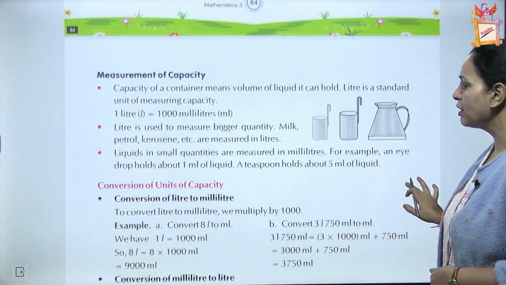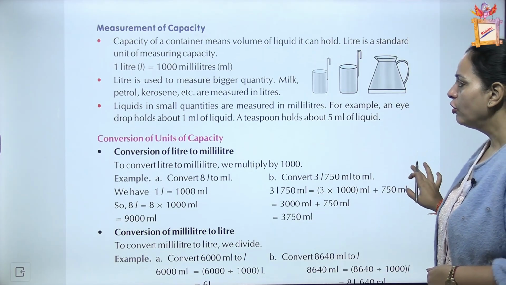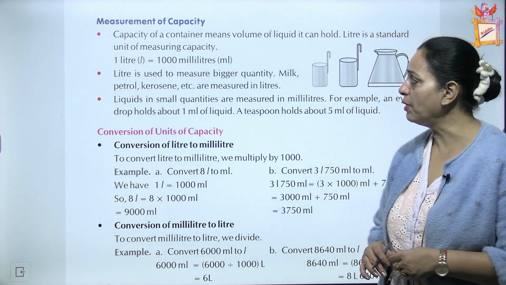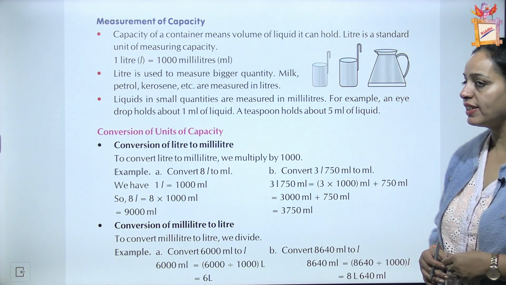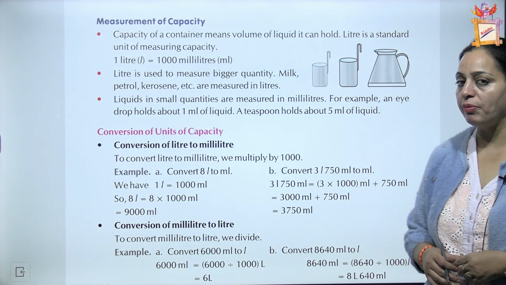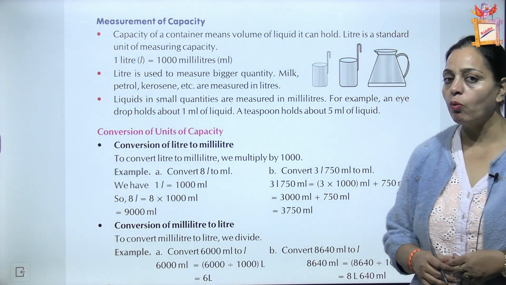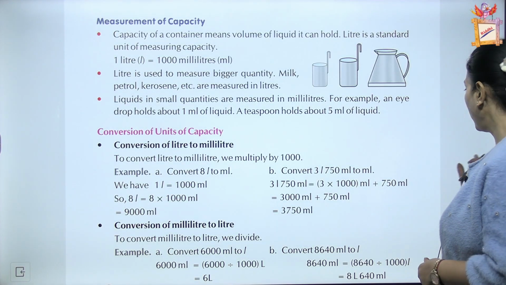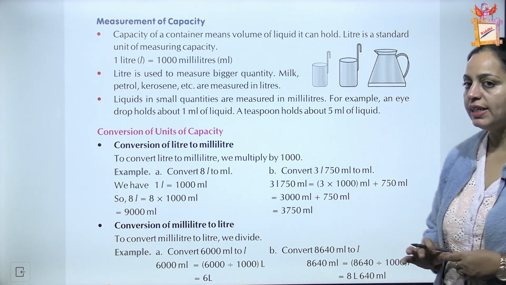Okay, now measurement of capacity. You know, capacity of a container means the volume of liquid it can hold. Liter is a standard unit of measuring capacity. You know, 1 liter equals 1000 milliliter.